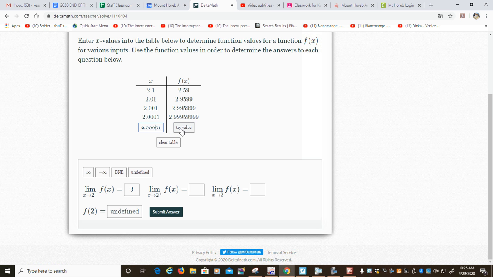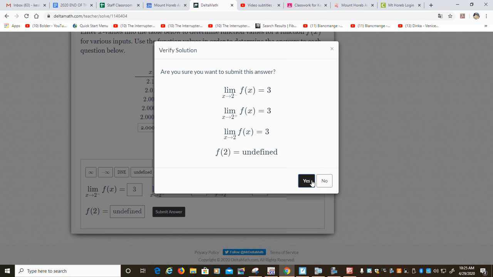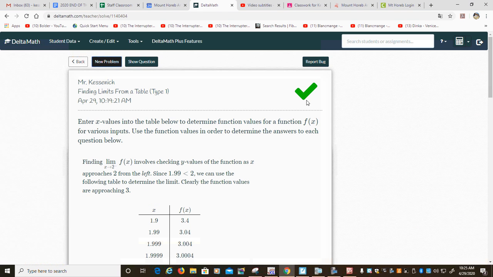I don't know. To me, it looks like you're converging. You're getting closer and closer and closer to the value of 3. If that's the left and right hand limit, and they're the same, then there you go. Let's see what we did. Yep, we got it.